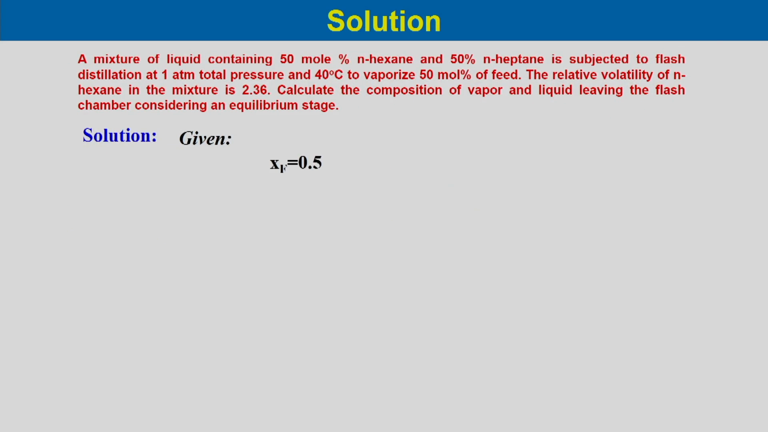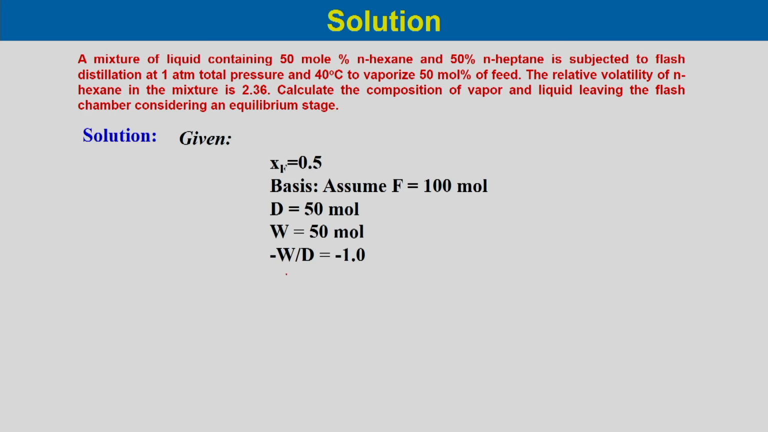Now, the data given is XF equal to 0.5, that is 50 mole percent, and for the basis, assume that the feed is 100 moles. So, the distillate D would be 50 moles because of 50 mole percent N-hexane, and the bottom W would be 50 moles. So, the slope, minus W by D, would be 50 divided by 50. So, it would be minus 1. So, the slope is minus 1.